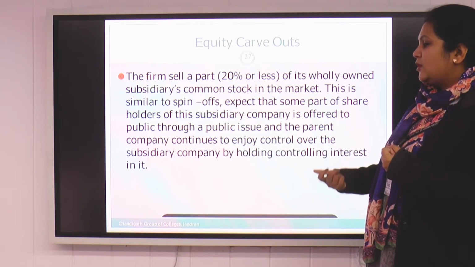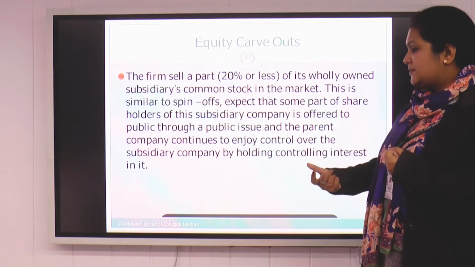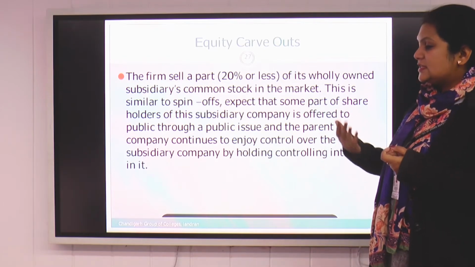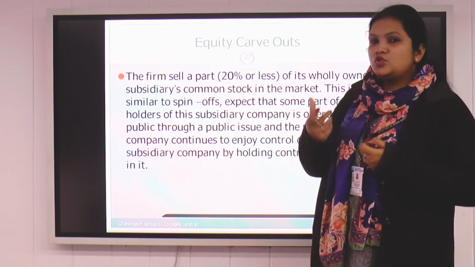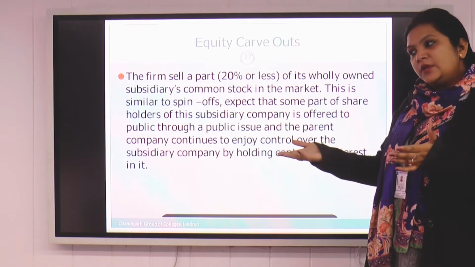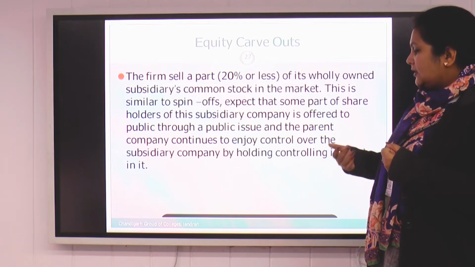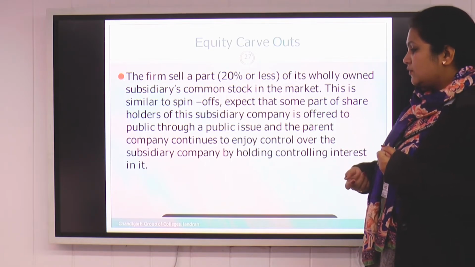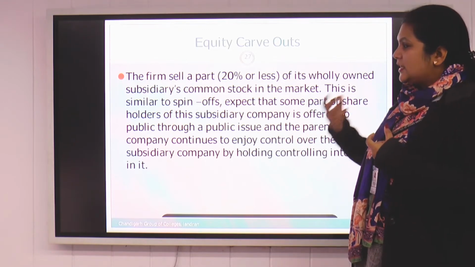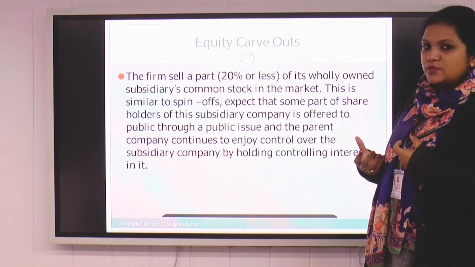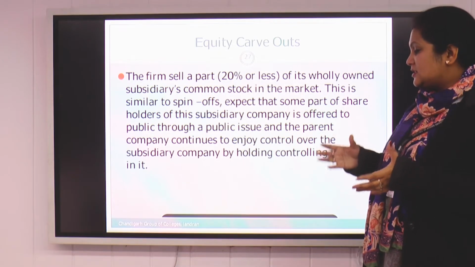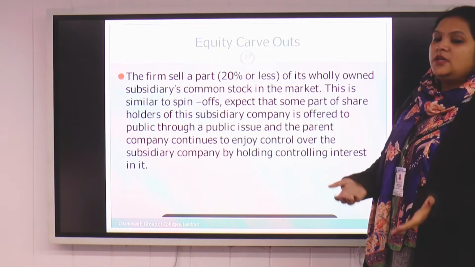This is similar to spin-off except that some part of the shares of a subsidiary company is offered to the public through a public issue. Just like IPOs float, here a certain percentage of the shares is kept open in the market for public issue, and then the parent company continues to enjoy control over the subsidiary company by holding control in the shares. Only a very small percentage of the subsidiary's common stock is sold in the market. Still, the ownership rights and the decision making, the control, stay with the holding company.